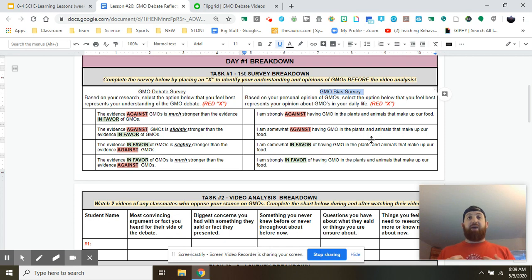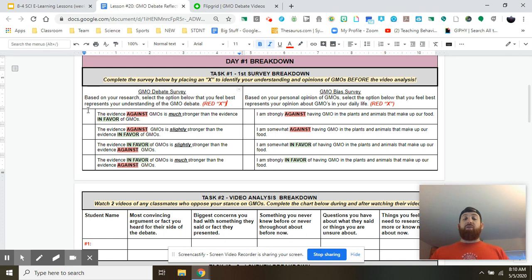It allows us to empathize with the other side in a way that can be considerate and allows for a much more open dialogue and discussion. So let's go ahead and look at what you're going to do. You're going to be looking at selecting an opinion below that you feel best represents your understanding of the GMO debate using that red X.